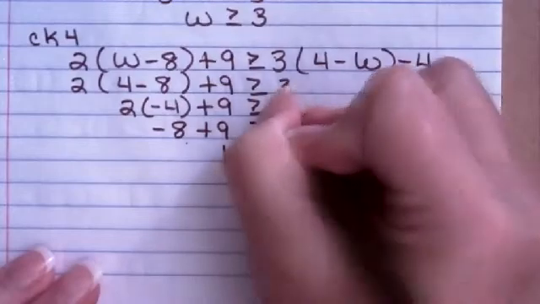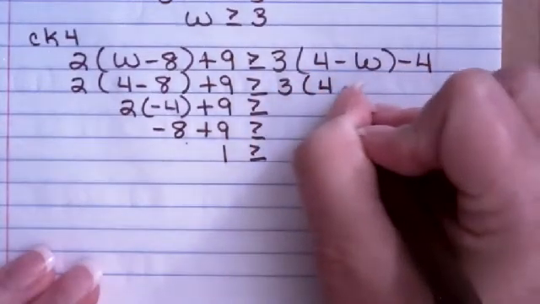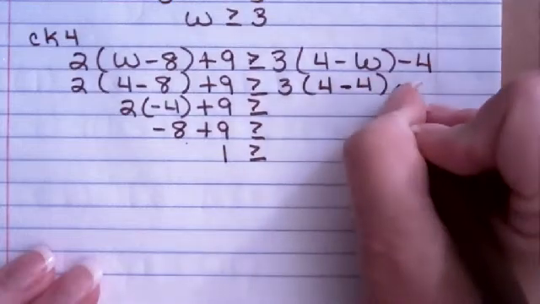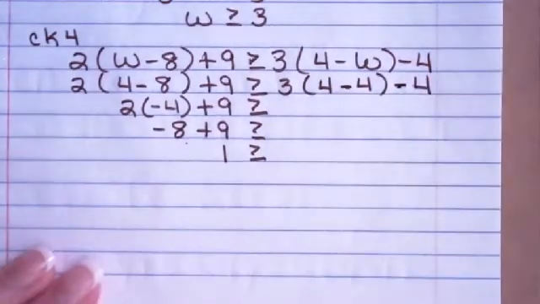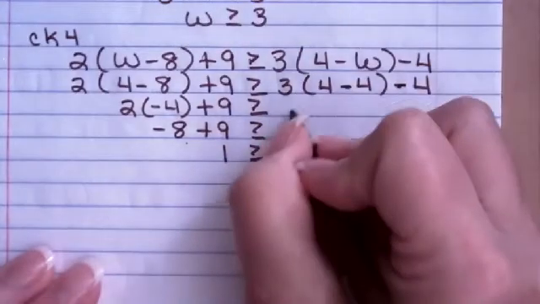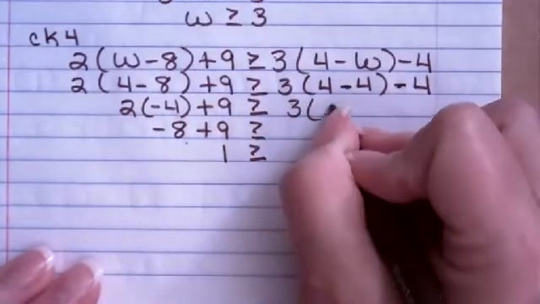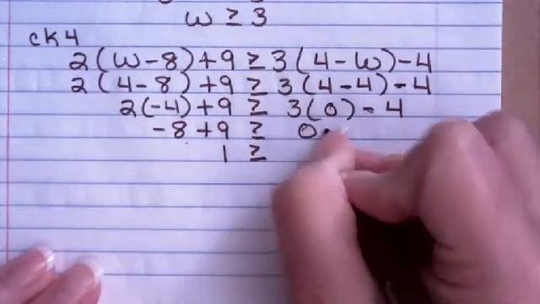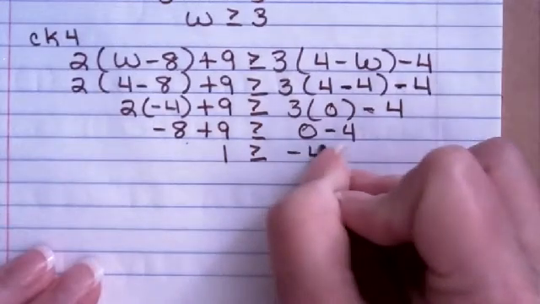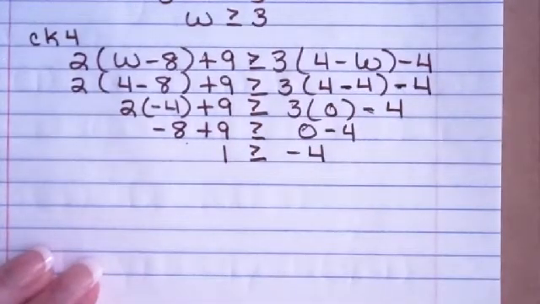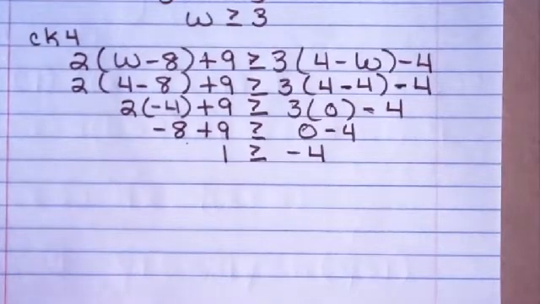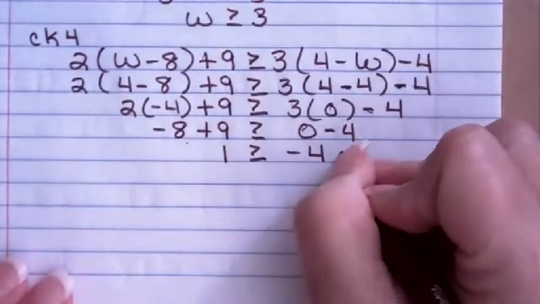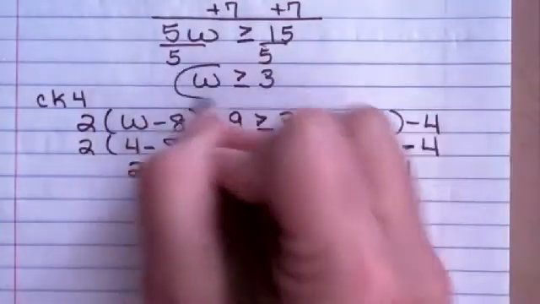So I've got 3 parentheses, 4 minus 4, minus 4. So a lot of 4's running around right there. Look right here in the parentheses: 4 minus 4 is 0, minus 4. Well, 3 times 0 is 0, minus 4, and that gives me negative 4. Now, again, once you get to this spot, ask yourself, is that inequality that I'm left with true or false? Is 1 greater than or equal to negative 4? Absolutely it is. So that's a check out, and that makes 4 the correct answer.